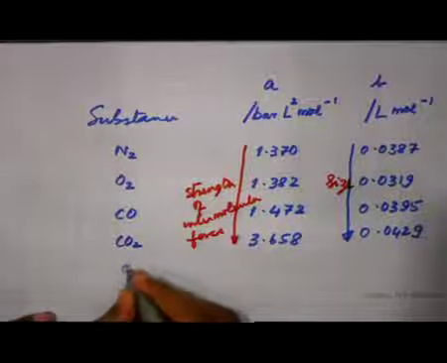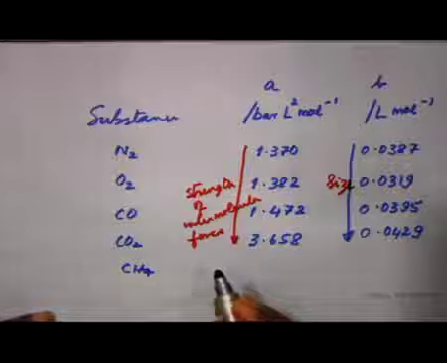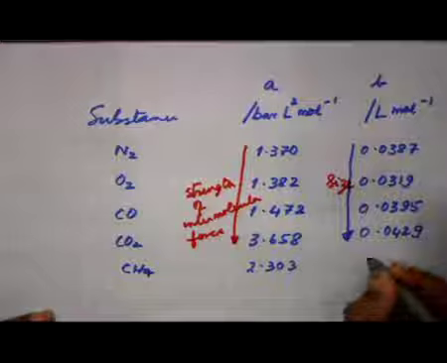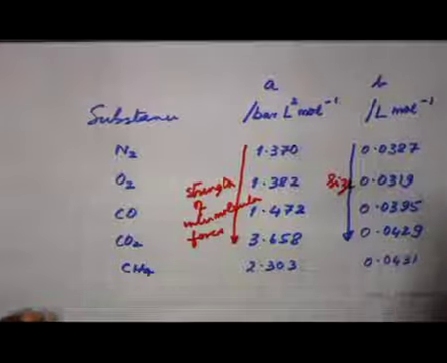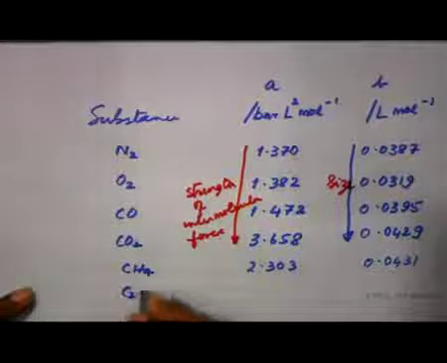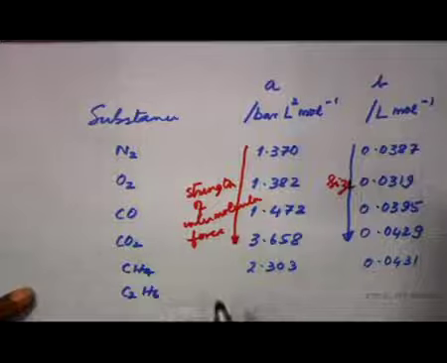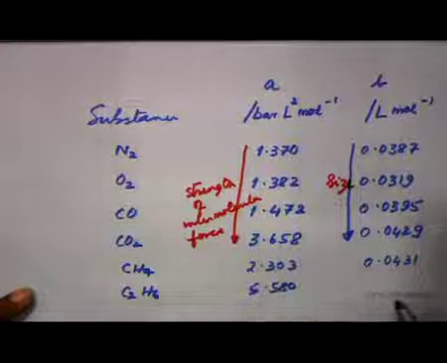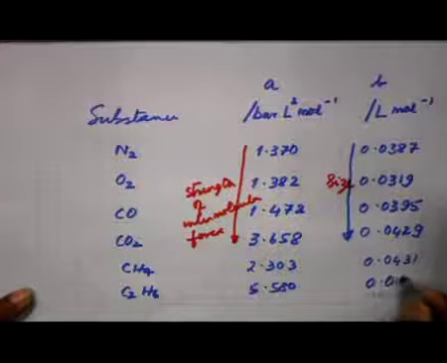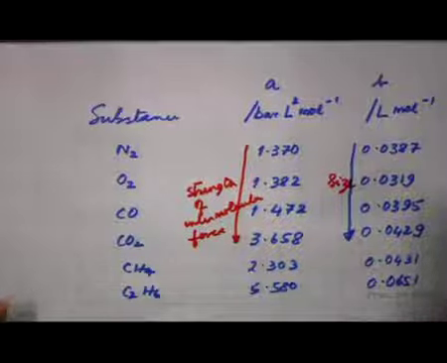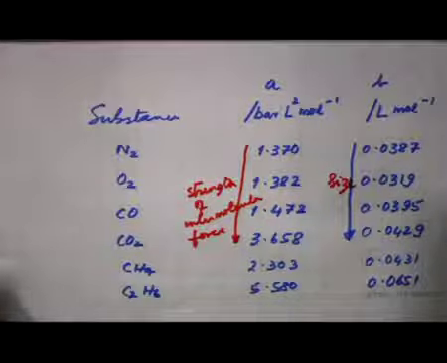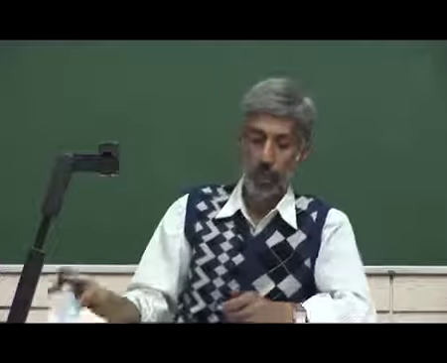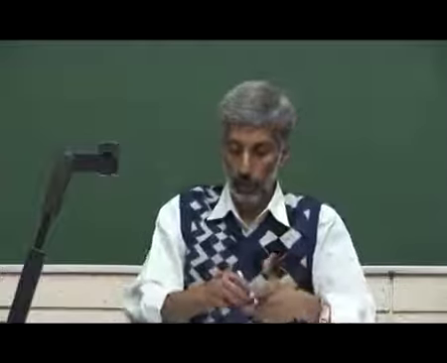Continuing, here is methane, 2.303 and 0.0431, ethane, just to give you a sense, what do you expect? 5.580 and 0.0651, and so on. You can look at these numbers in some book and you will find that the trend is more or less what we have explained, right. So, let us move on. Let us see what we can do with this.